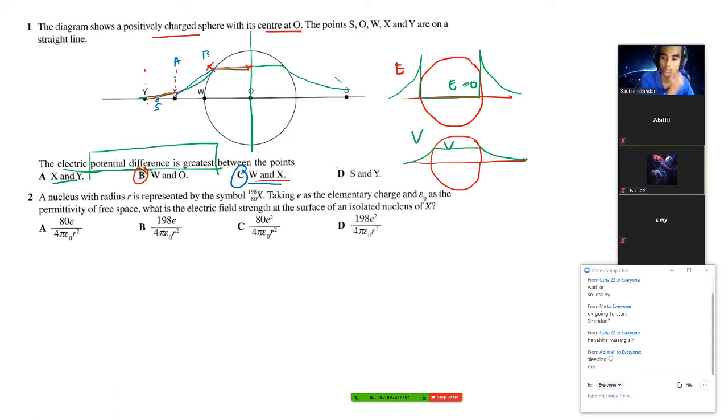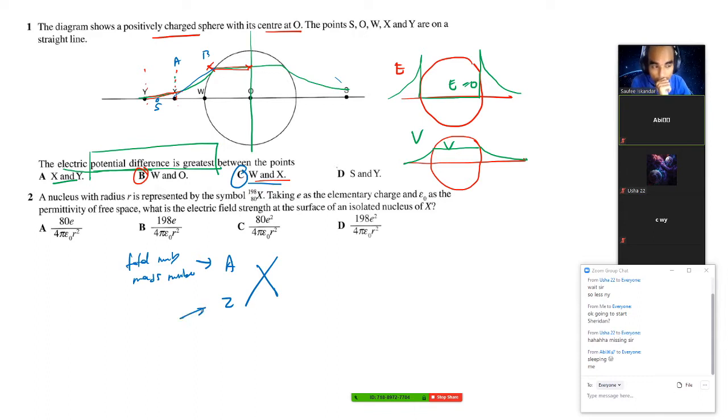Okay, so number two. A nucleus with radius R is represented by this, with atomic number 198 and 80 X, taking e as the elementary charge and epsilon naught as the permittivity of free space. What is the electric field at the surface of the isolated nucleus X? So X, we know, will be A and Z, right? Where A is what? What's the meaning of A? Total number, or mass number, right? Mass number.